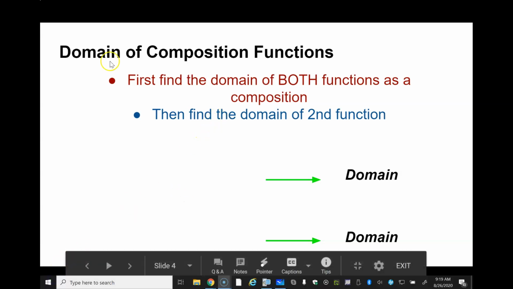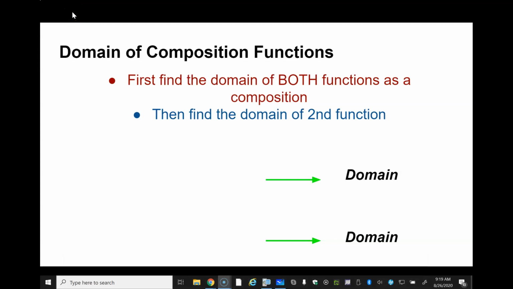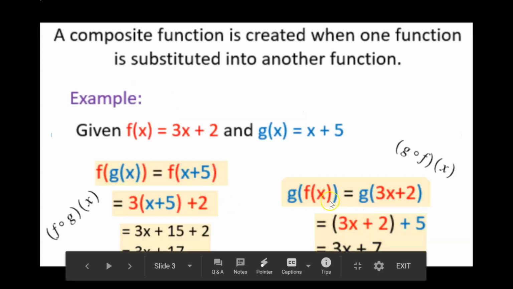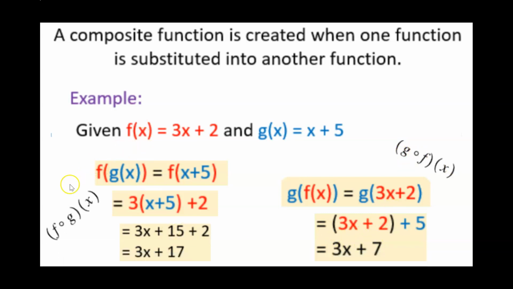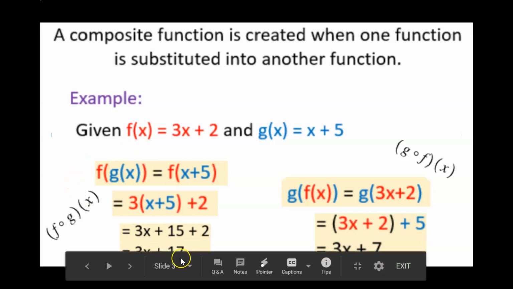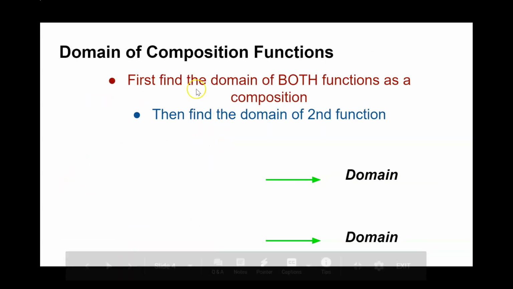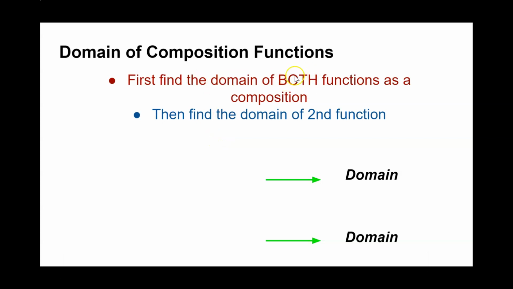These are the two steps I broke down to have students understand what we need to do to find the domain. So it says first we need the domain of both functions as a composite. So once we find these, that is considered to be the composite. So the composite of g of f is 3x plus 7, and then the composite of f of g is 3x plus 17. So that's the first part we're going to be finding for what I mean by both functions.